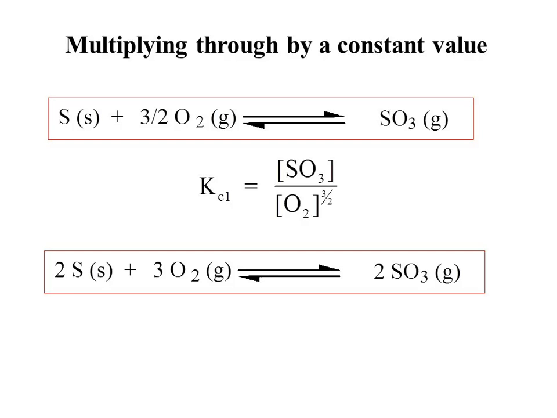It looks like this. Now we have 2 moles of S react with 3 moles of O2 to form 2 moles of SO3. All I did was multiply through by a factor of 2. We can call that equilibrium constant KC2, and it's going to look different. It's going to be the molar concentration of SO3 squared divided by the molar concentration of O2 raised to the 3rd power. What these have in common is the same chemical equilibrium. They are related by basically a quantity raised to the 2nd power.